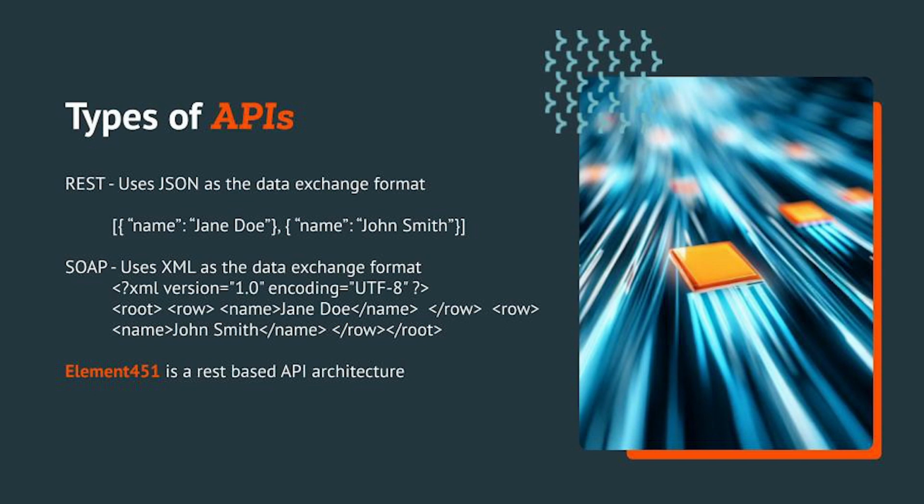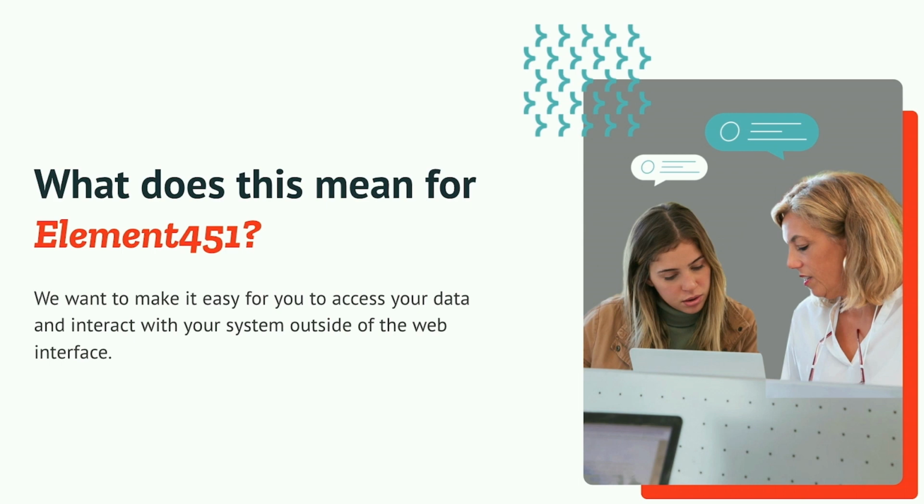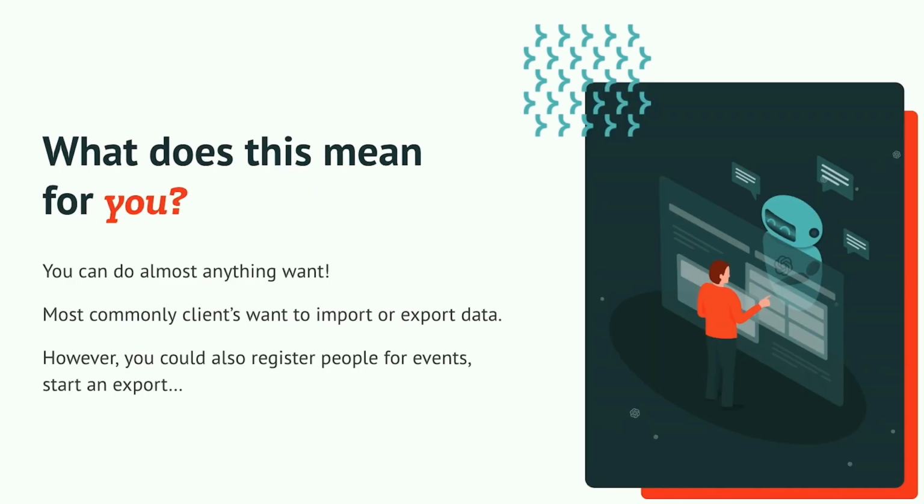But basically, APIs allow for easy integrations. What does this mean for us? It means we wanted to make it easy for you to access your data and to interact with systems outside of the web interface. What does it mean for you as a client? It means you can do anything you want.